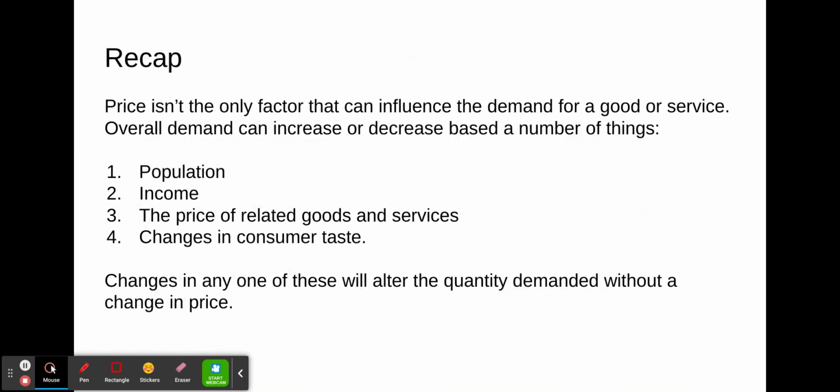Recap. Price isn't the only factor that can influence the demand for a good or service. Overall demand can increase or decrease based on a number of things: population, income, the price of related goods and services, or changes in consumer taste. Changes in any one of these will alter the quantity demanded without a change in price.